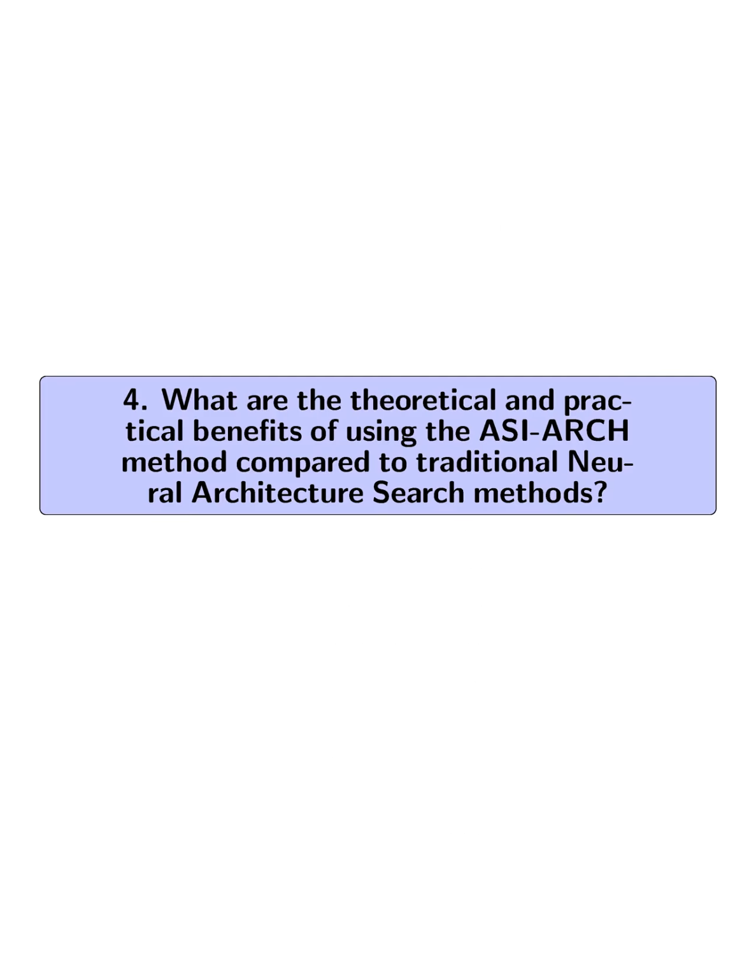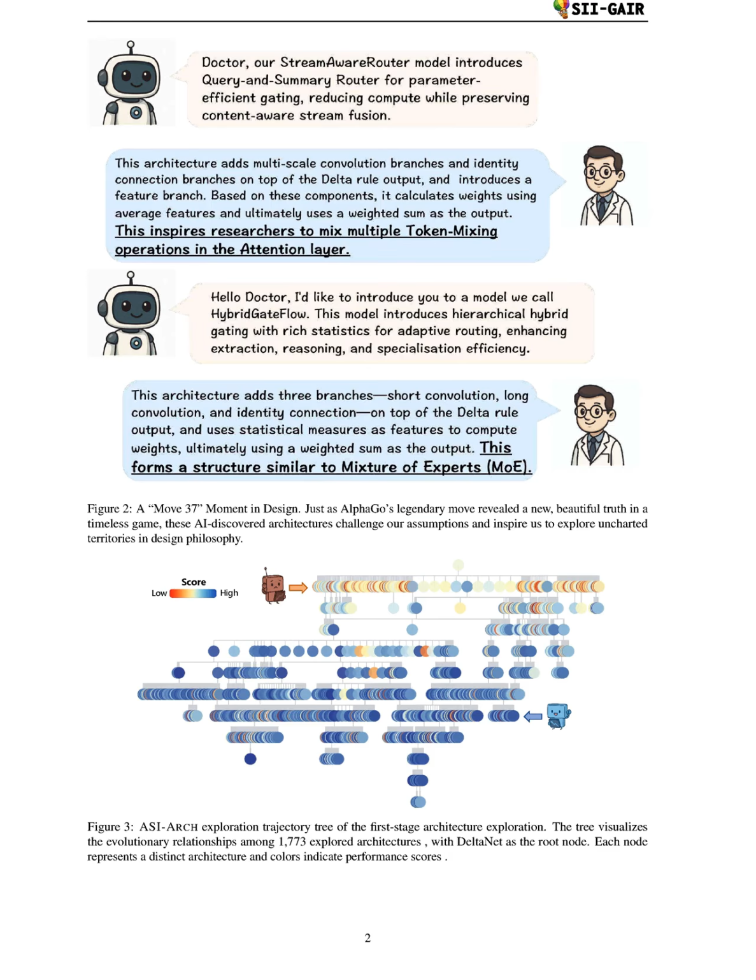4. What are the theoretical and practical benefits of using the ASI-ARCH method compared to traditional neural architecture search methods? The ASI-ARCH method offers significant theoretical and practical benefits over traditional neural architecture search (NAS) methods. Theoretically, ASI-ARCH transcends human-defined search spaces by autonomously hypothesizing and implementing novel architectural concepts, which allows for genuine innovation rather than mere optimization of existing designs.